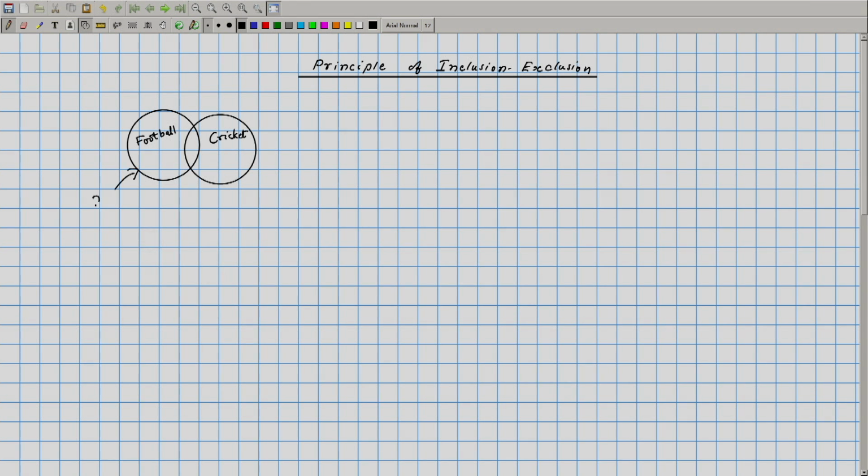Let us say there are 20 people who play football and 25 people who play cricket, and let us say 7 people play both football and cricket. So, we want to know how many people play at least one sport. We want to find out the number of people who play at least one sport amongst, let us say, football and cricket.